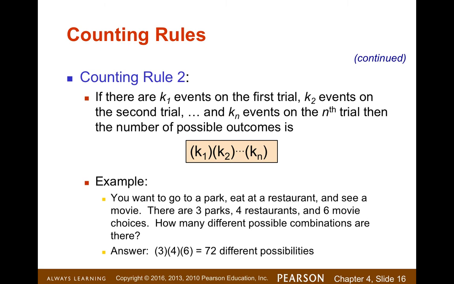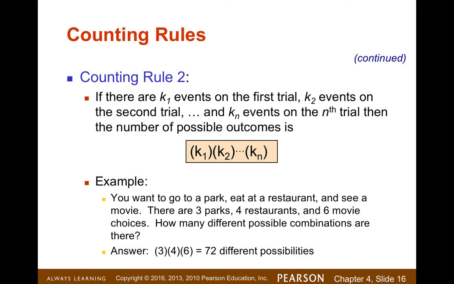Counting rule number 2: if there are K1 events on the first trial, K2 events on the second trial, and Kn events on the nth trial, then the number of possible outcomes is the product of K1, K2 up to Kn. This is much better seen through an example. So if you want to go to a park, eat at a restaurant, and see a movie, there are 3 parks, 4 restaurants, and 6 movie choices. How many different possibilities or combinations are there? Well, you can get that by just multiplying 3 times 4 times 6 to give you 72 different possibilities.